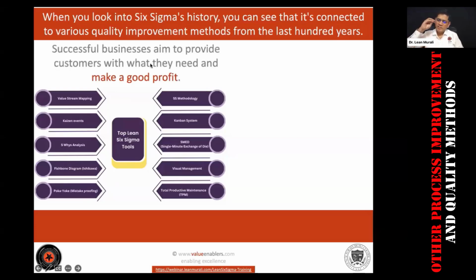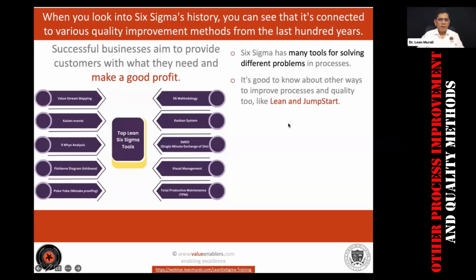And that's why, see, this is about adding value to the process by eliminating waste and reducing variations so that you can deliver faster, on-time delivery, and reduce defects, improve quality, okay? So successful businessmen aim at providing customers with what they need and help them make a good profit. So Six Sigma has got many tools, okay?